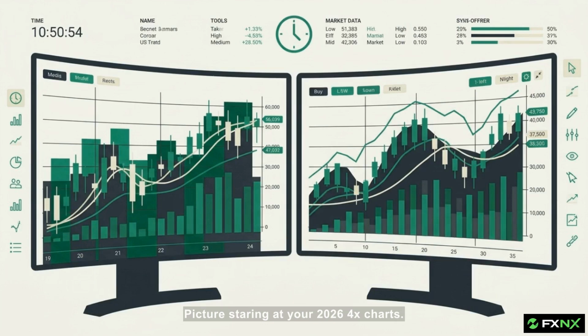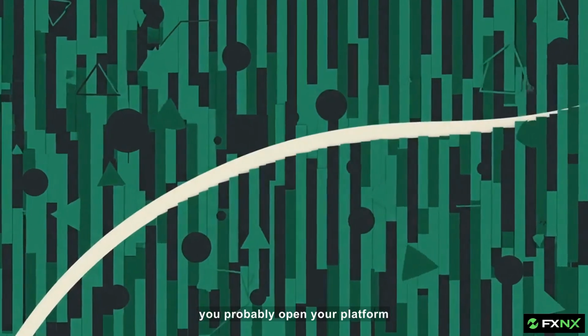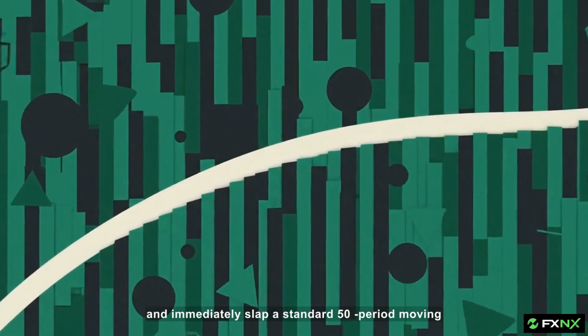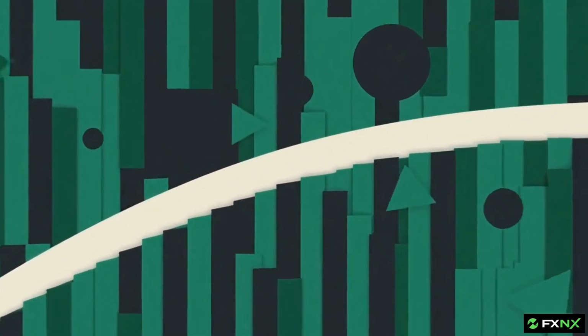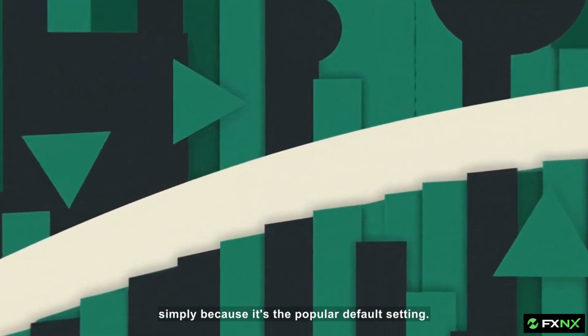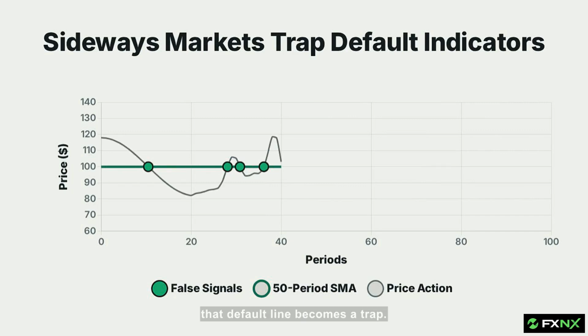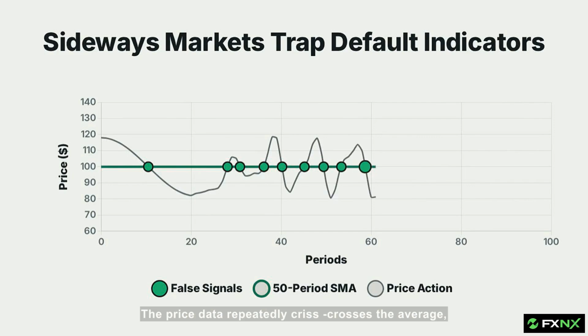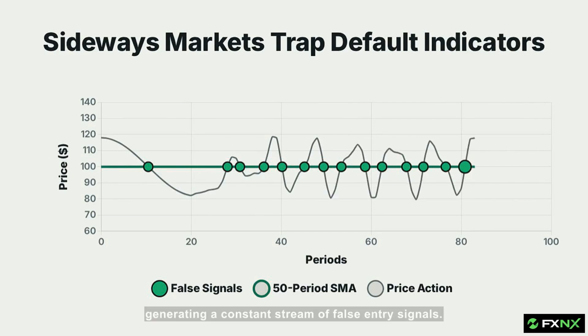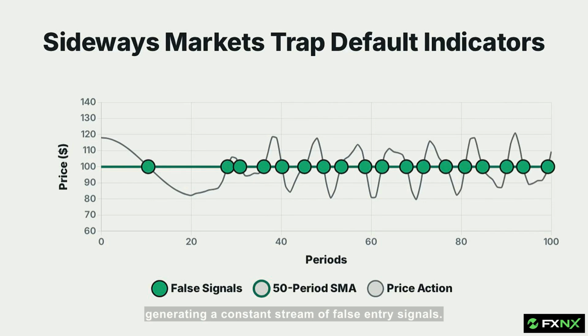Picture staring at your 2026 Forex charts. If you're like most intermediate traders, you probably open your platform and immediately slap a standard 50-period moving average onto the screen, simply because it's the popular default setting. But when that market stops trending and starts drifting sideways, that default line becomes a trap. The price data repeatedly crisscrosses the average, generating a constant stream of false entry signals.